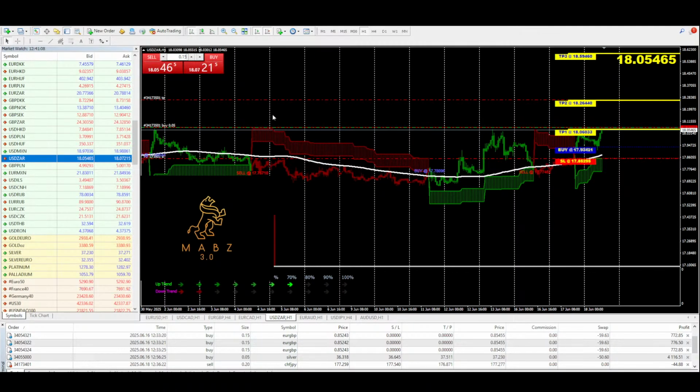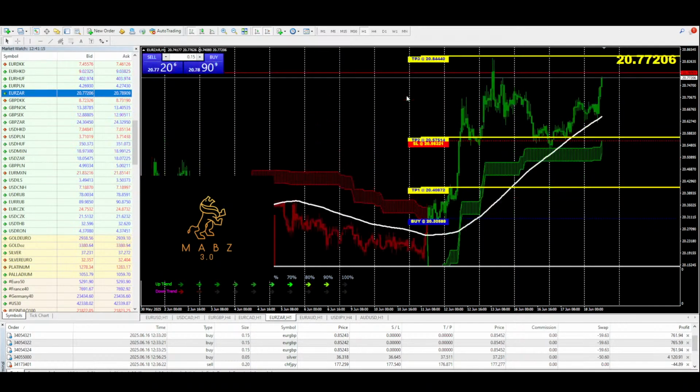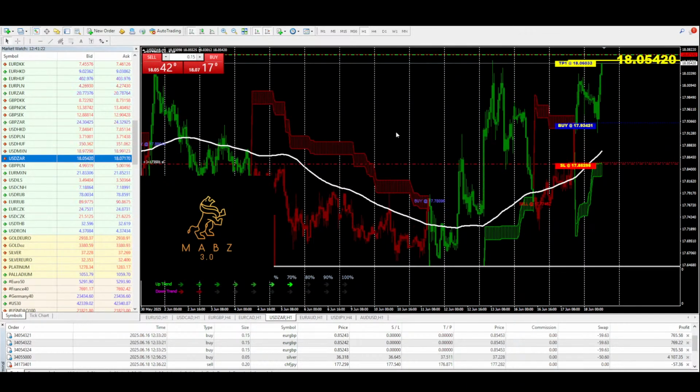Let's do a little bit. Now let's play some Russian roulette here. Nah, nah, nah. We taking the buy on USD ZAR. I saw the signal on Euro ZAR, but the better one to trade obviously is USD ZAR, right? Yeah, that's the one I'm jumping into.